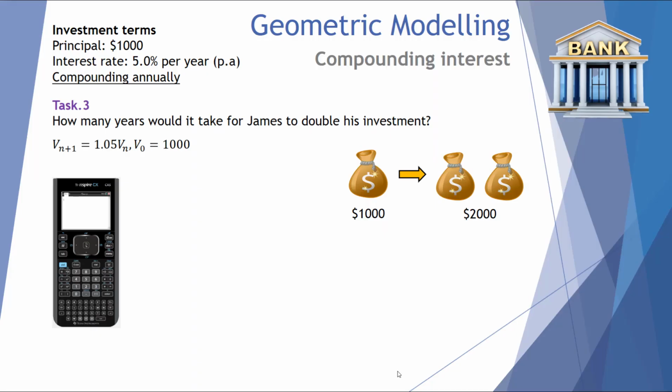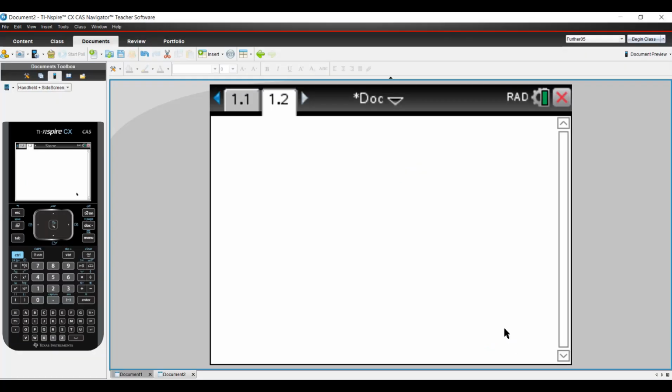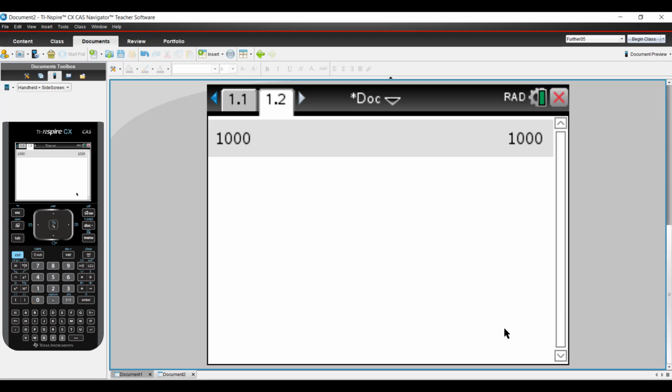$1,157.63. Task 3, how many years would it take for James to double his investment? Once again, this is easier to model using the CAS calculator. How many years would it take James to double his money? Well, he starts with a principal of 1,000. We press enter. And then we're going to multiply that by a growth rate of 1.05, effectively a 5% per annum compounding annually. So we want to go from 1,000 to 2,000.